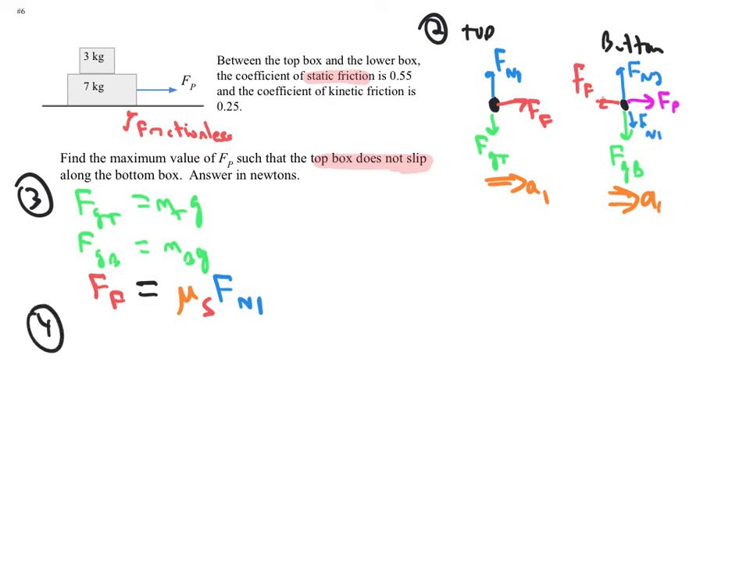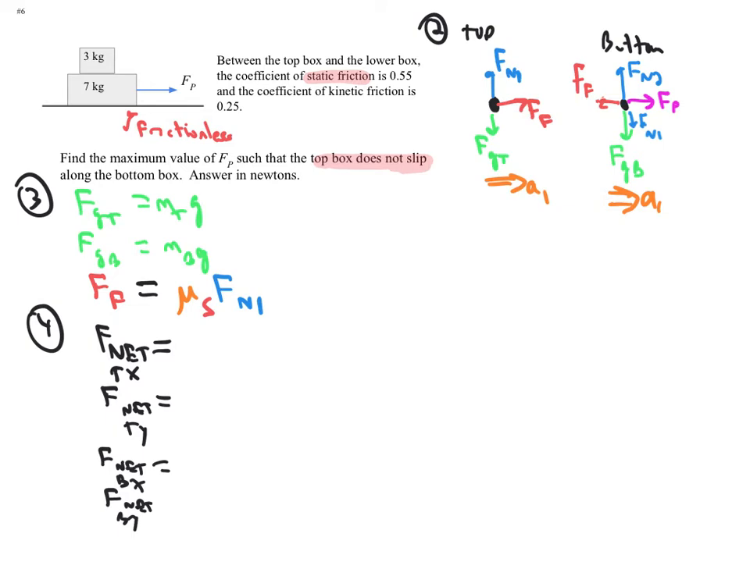Step 4 is find equations for everybody in directions that are relevant. And here it gets a little hairy because the top guy has an x, and we have to worry about the y because we need to worry about that normal force. And likewise, the bottom guy has an x, and we'll have a y.